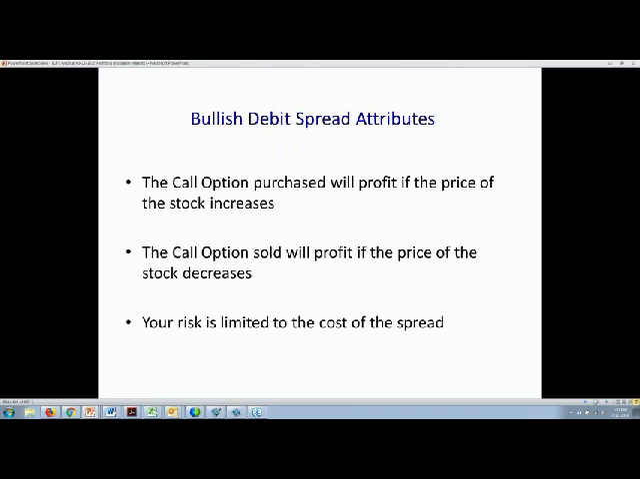And the call option that you purchase, of course, profits if the price of the underlying stock increases. The call option that you sold will profit if the price of the stock decreases. So you have a long and a short position with these debit spreads, and your risk is limited to the cost of the spread.